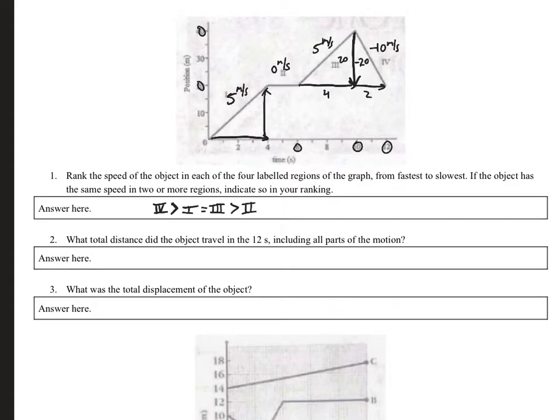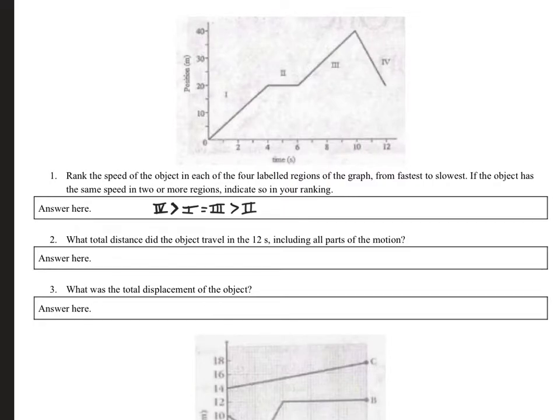So what total distance did the object travel in the first 12 seconds, including all parts of its motion? Well, let's think about that. In section 1, it went from 0 to 20, so section 1 was a distance of 20 meters. In section 2, it didn't move at all, so that was a distance of 0 meters. It moved another 20 in section 3, and then moving from 40 back to 20 is another distance of 20 meters. Again, distance, I'm not caring about whether it's moving right or left. So if I add all these distances together, the total distance traveled was 60 meters. That takes into account every section of the graph, all paths taken, and we just add up the distance.